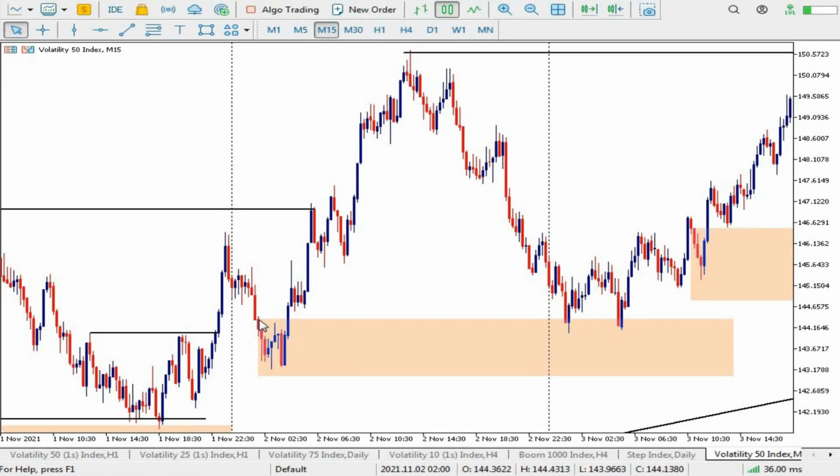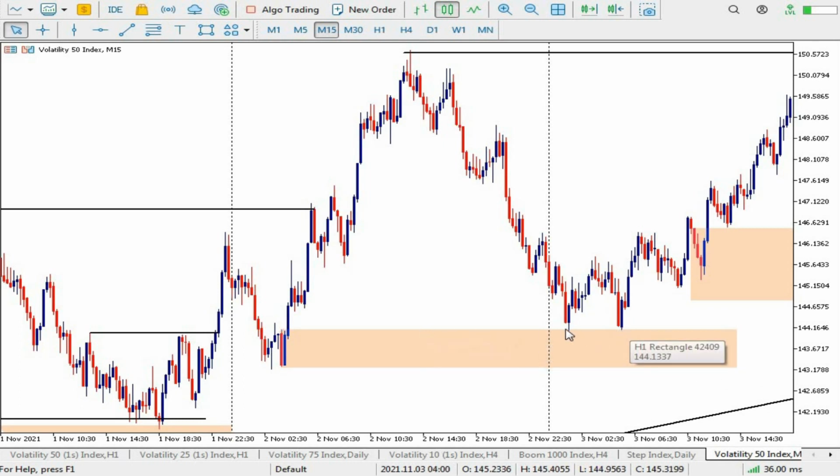So what I said, mark your last opposite candlestick, right? Which was issued by the price going up, and then this is where our higher low ends. And as you can see, the price even comes back to the order block and then went up.